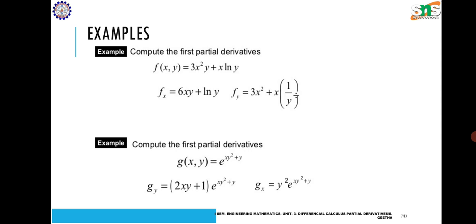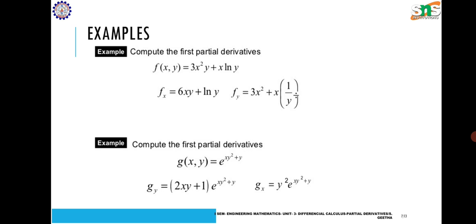Next, differentiating f with respect to y. In 3x square y we have only one y, so differentiating y we get 1, which gives 3x square, plus x. The differentiation of log y is nothing but 1 by y. So fy is equal to 3x square plus x into 1 by y.